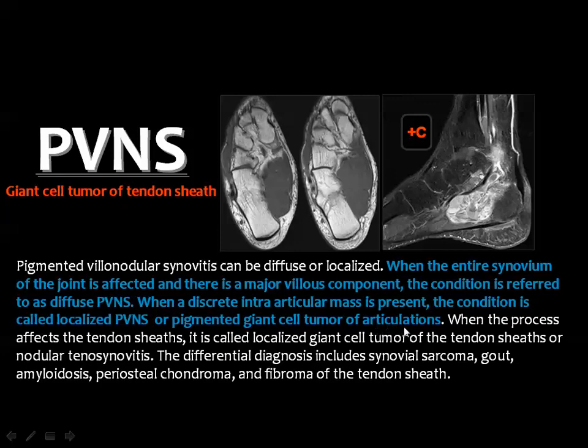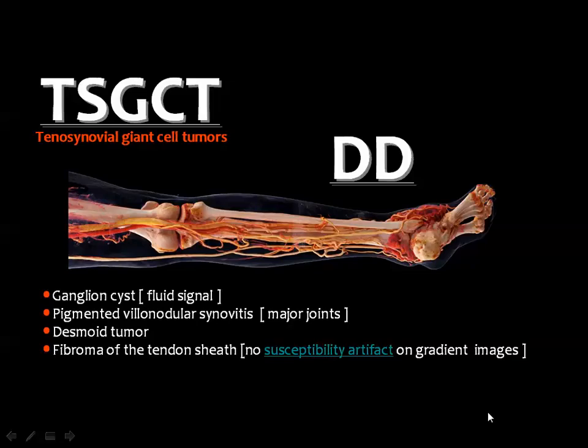Then what I would like to say is that pigmented villonodular synovitis and the giant cell tumor of the tendon sheath belong to the same category. They show the same signal characteristics and enhancement, but the giant cell tumor of the tendon is somewhat localized, peripherally located, while the pigmented villonodular synovitis is more diffuse and is seen within the major joints.